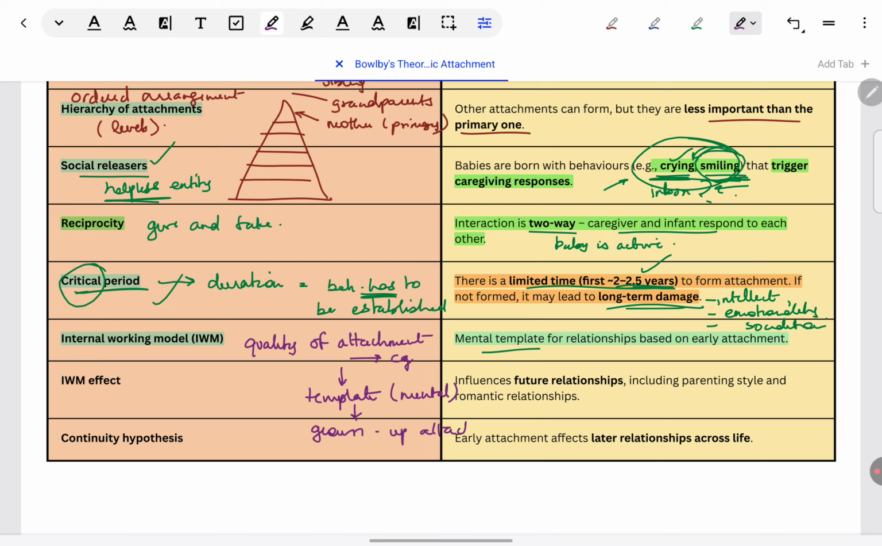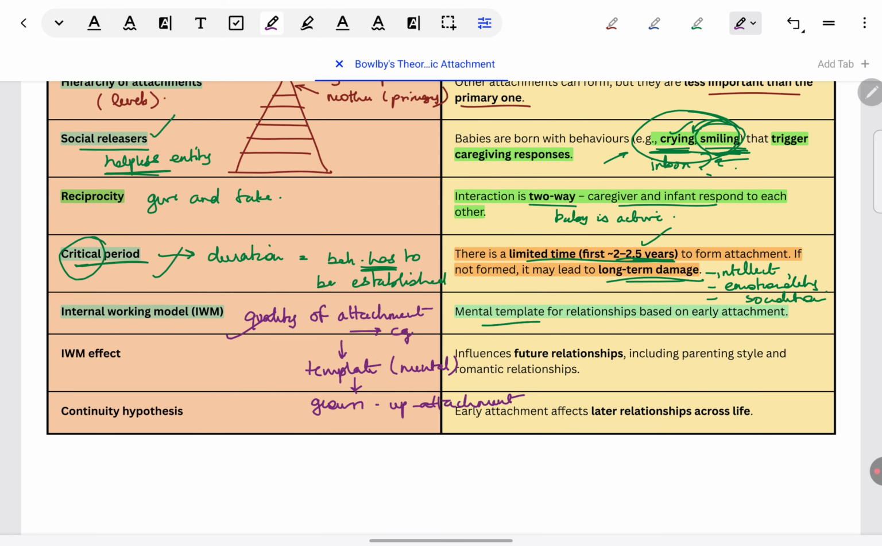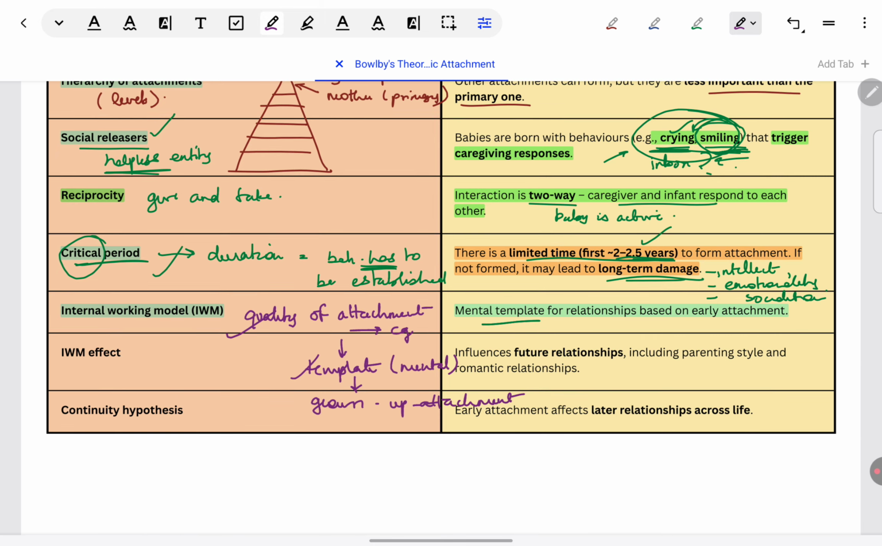I'll explain with a simple example because I know right now it seems abstract. Let's say a baby and their primary caregiver have a very trusting relationship, very positive relationship, very strongly bonded. What is the template that forms in the baby's mind? Template you can think of like a schema, or if you're not familiar with that term, you can think of an impression. What impression forms in the baby's mind? That all relationships are very trusting and very loving.